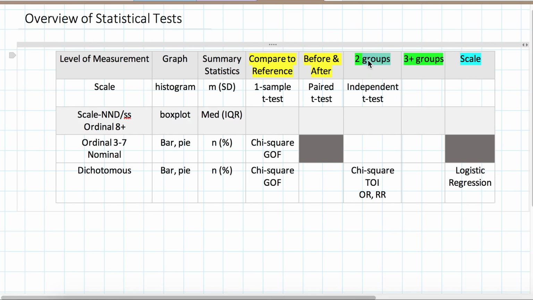We can expand those two groups and say, well, maybe we want to know if public health students and medical students and dental students and pharmacy students all have the same average cholesterol. So instead of just having two groups, we have 3 or 4 or sometimes even more groups that we're comparing to each other.